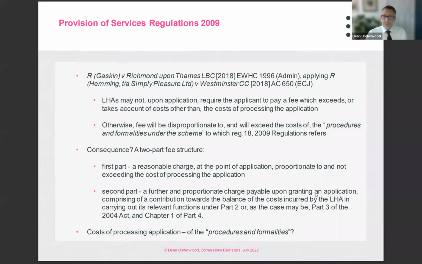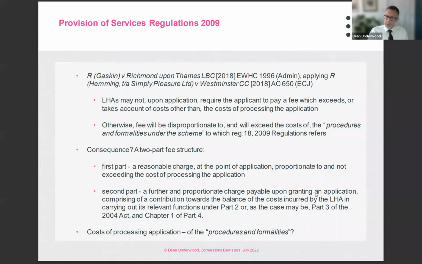comprising a contribution towards the balance of the costs incurred by the local housing authority in carrying out its functions under Part 2, or as the case may be, Part 3 of the 2004 Act, and Chapter 1 of Part 4. Now, that much, as a result of the decision in Gaskin, is now sufficiently clear. But the authorities are far less clear, I would suggest, about what the costs of processing an application, of these so-called procedures and formalities to which Regulation 18 refers, actually consist of, and how they're to be distinguished, for example, from subsequent running and maintenance costs.